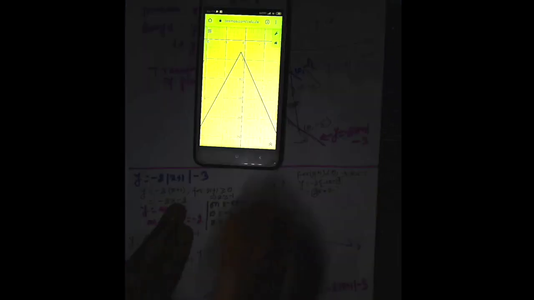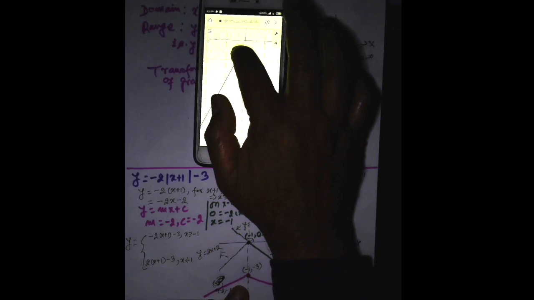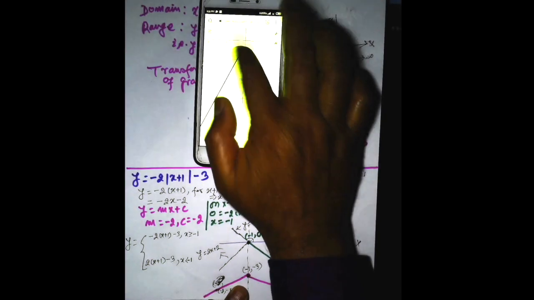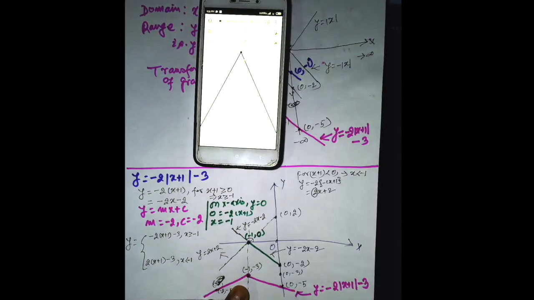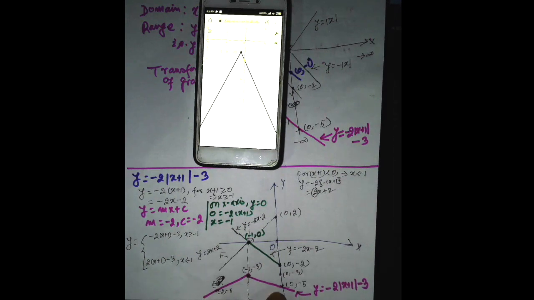Now you can see the graph. You can compare both graphs. This is the final graph, it gives you only the final graph. So our final graph is correct. Let's check some of the points. The vertex is (-1, -3). Let's see whether it is -1 and -3. Yes, you can see that the vertex is -1 and -3.